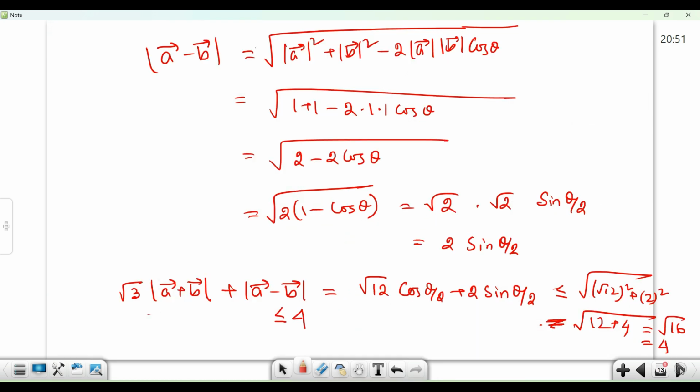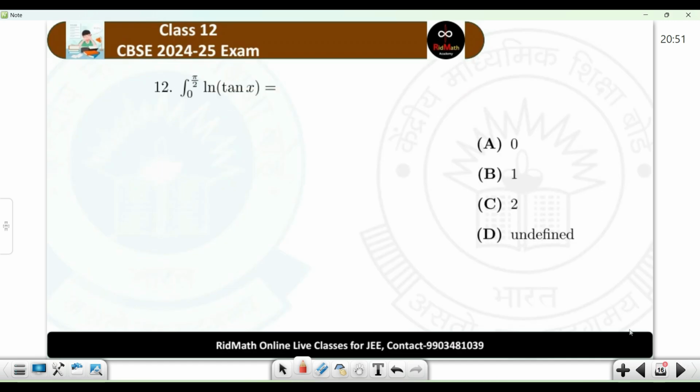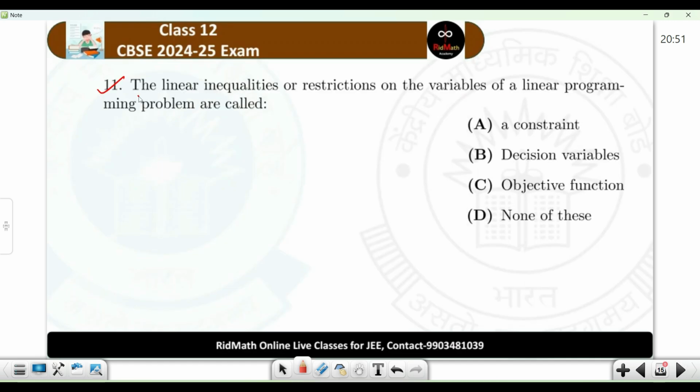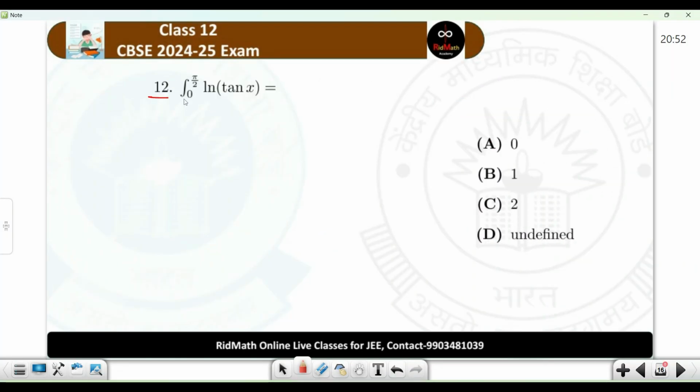Next problem. Question number 11. The linear inequalities or restrictions on the variables of a linear programming problem are called constraints. Okay. Next problem. Problem number 12.